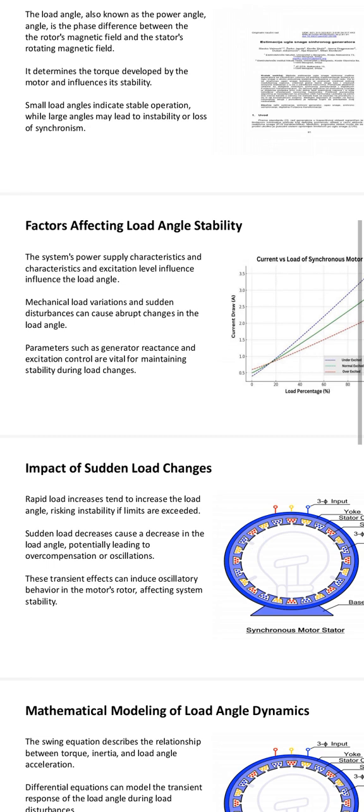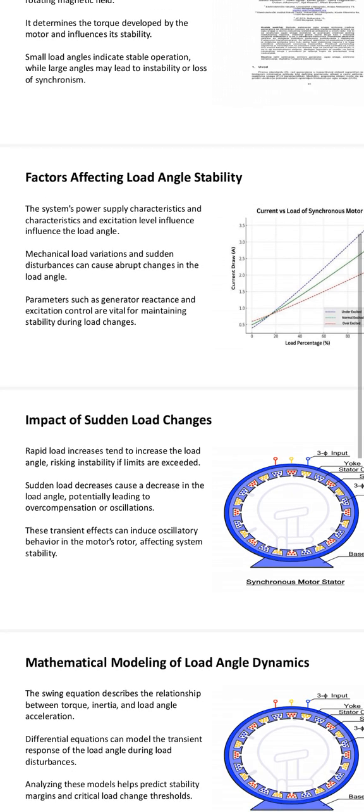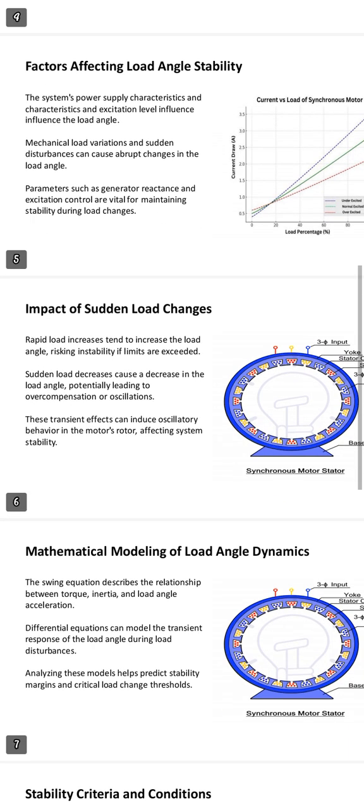Impact of sudden load changes: rapid load increases tend to increase the load angle, risking instability if limits are exceeded. Sudden load decreases cause a decrease in the load angle, potentially leading to overcompensation or oscillations. These transient effects can induce oscillatory behavior in the motor's rotor, affecting system stability.